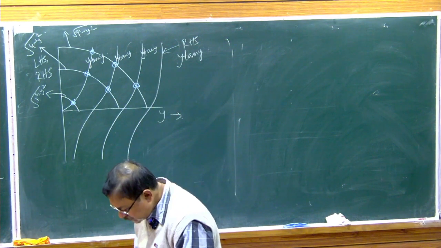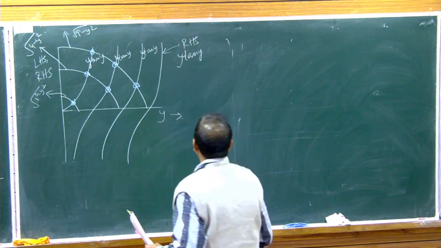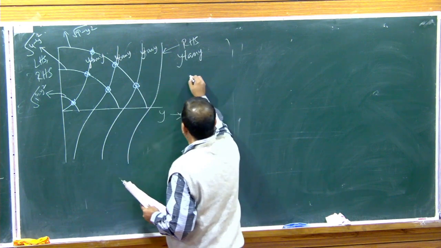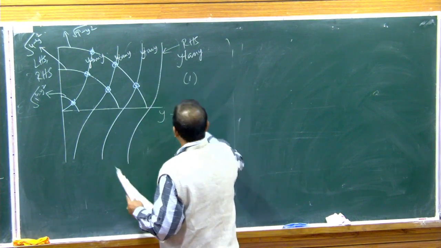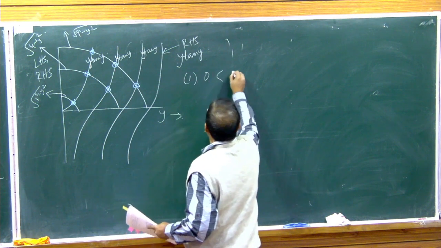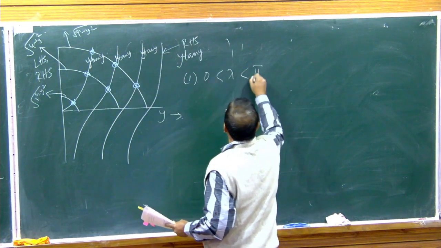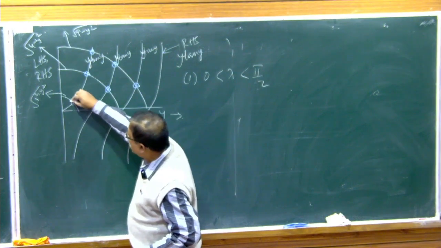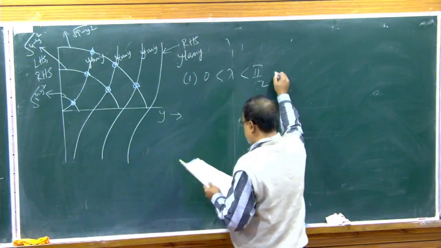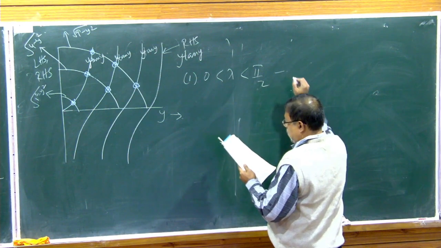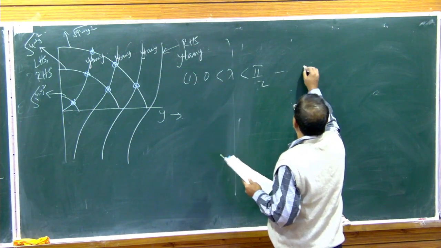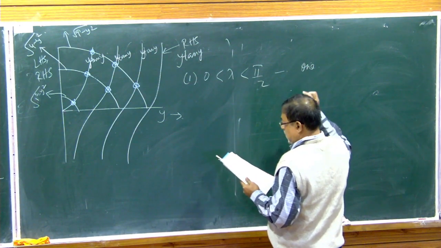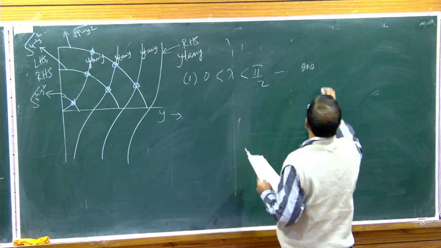So if you want to write down the observations here, one observation is that between 0 and lambda equal to pi by 2, that's the first one, that's this one here, you have one bound state.